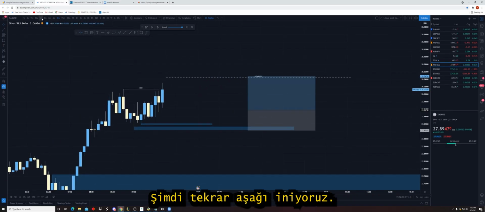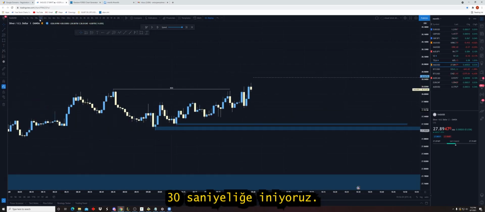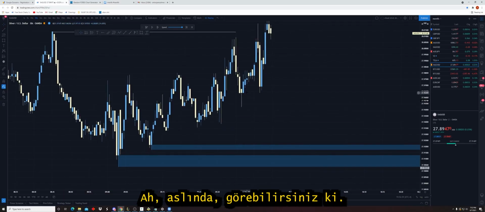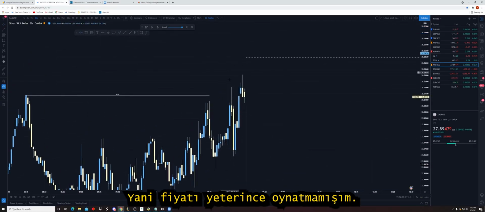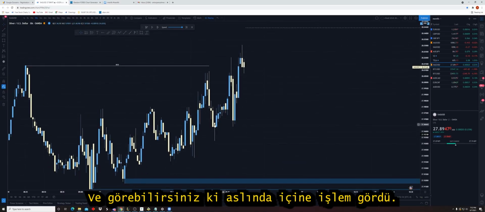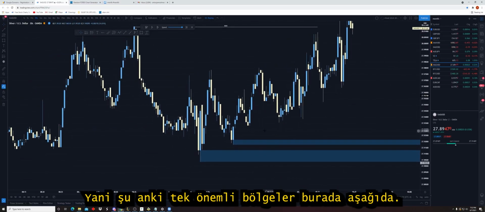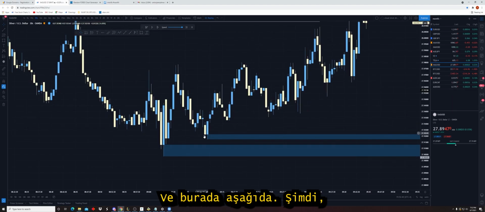So now we get back lower, go down to a 30-second. Maybe we can refine even further, right? So this is where second time frames come in handy. Oh, actually, you can see that, so I didn't play price out enough. This zone was valid, and you can see that it did actually get traded into, so it doesn't even matter to us anymore. So the only important zones right now are down here and down here.